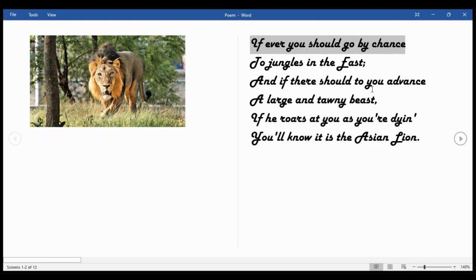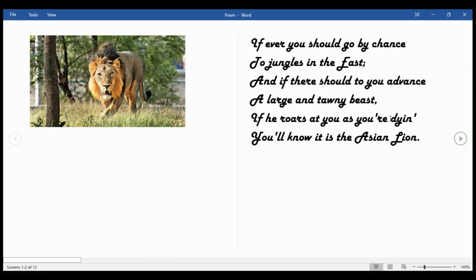There's assonance. Assonance is repetition of vowel sound in consecutive words. So it should be vowel sound, not just the vowels. So here we see if ever, you should. So you and should have the same vowel sounds produced by O and OU. And also in the third line, should to you. So all the three words have the similar vowel sound. So there's assonance there as well.